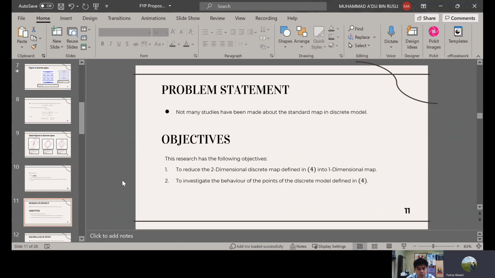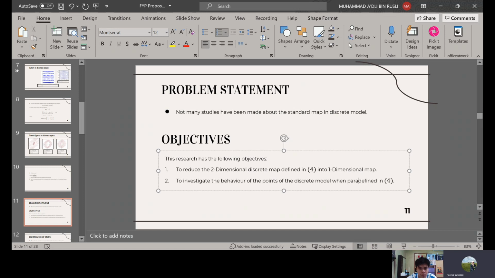Okay, page 11. Okay, ni okey lah. Boleh lah nak goreng. Memang betul pun tak banyak. Objective, alright. So kita nak reduce this 2D map into 1D map. And then number 2, to investigate the behavior of the points of the discrete model, when alpha equals to, kita tambahan nombor 2 ni. When the parameter alpha equals to alpha bar equals to alpha over GCD alpha beta.